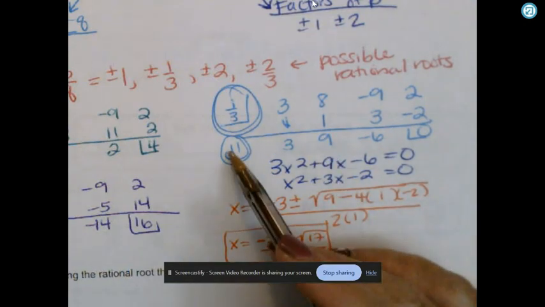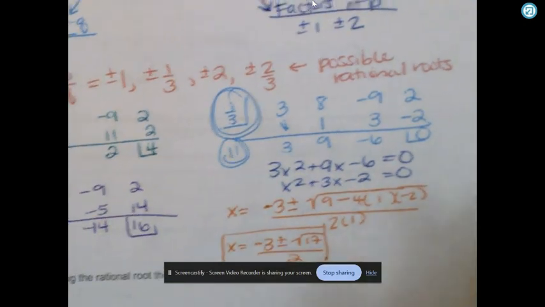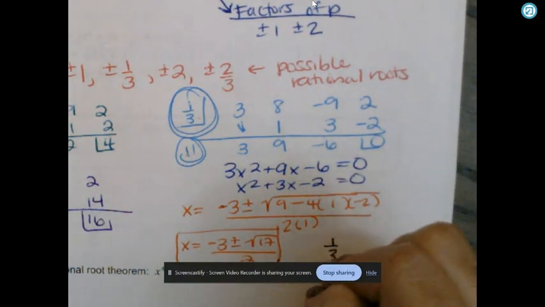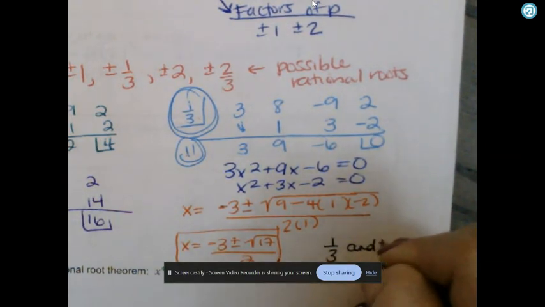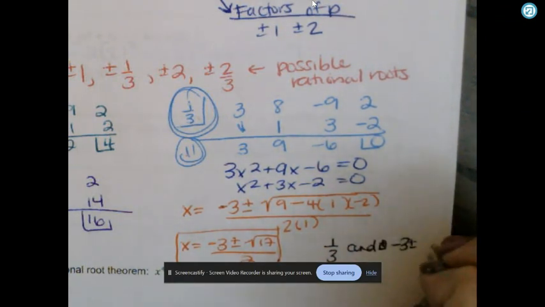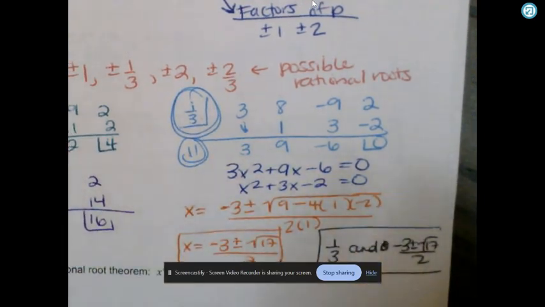There's 2 there, plus 1 there. There are our 3 roots. So to write those out, the answer is 1/3 and negative 3 plus or minus the square root of 17 over 2. Okay?